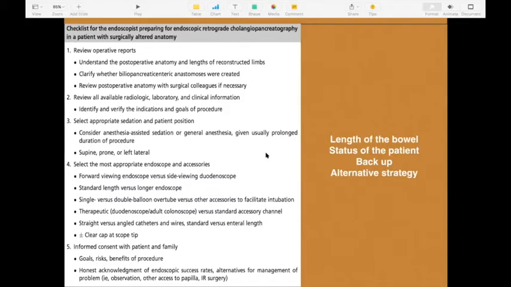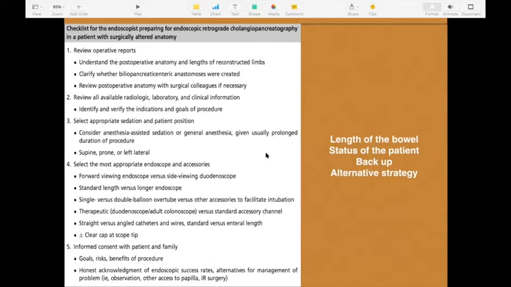So before we start attempting ERCP in such patients, there has to be some checklist. So the checklist is we should review the operative reports, understand the post-operative anatomy and lengths of reconstructed limbs, clarify whether a biliopancreatic anastomosis was created, and it's better to discuss with a colleague who has done the surgery, or with your surgical colleague to understand what could have been done in the surgery. And there should be a review of all radiological, that means not the current but old reports at the time of surgery if available, because if we know the indication, then the type, then we are pretty clear, and things should be clear on that matter.